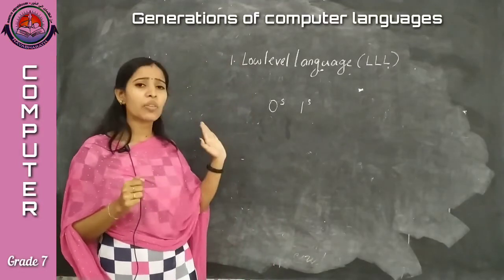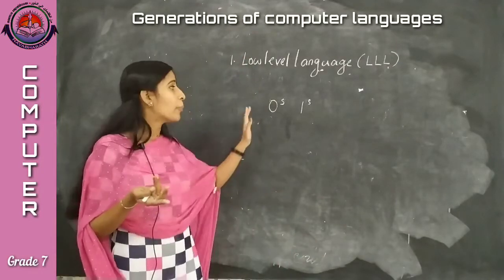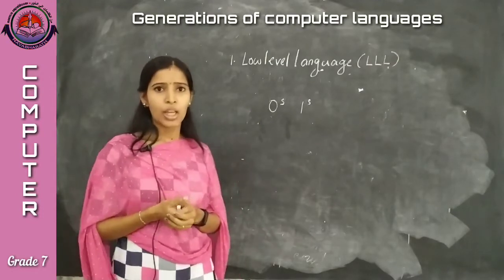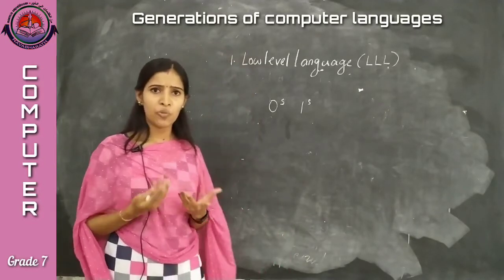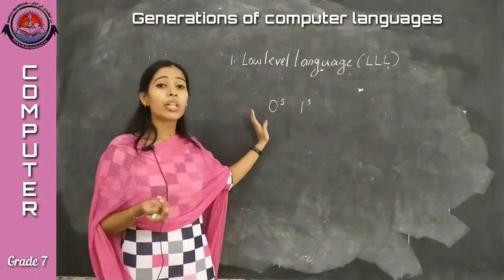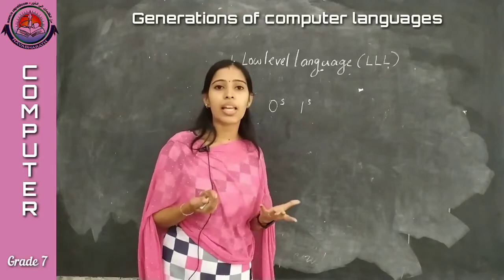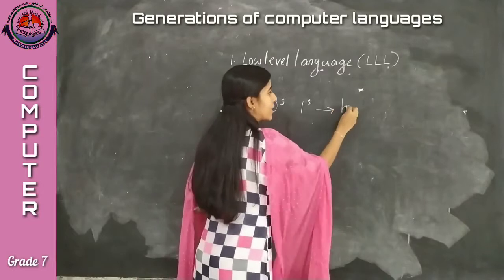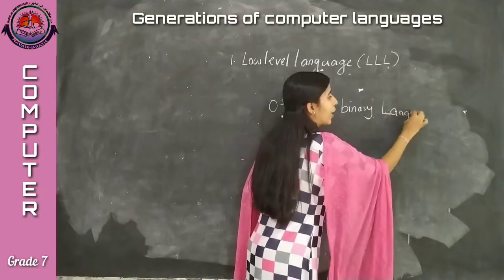Whatever we give to a computer as an instruction, the computer will automatically convert it into this binary form. Usually in the computer we are typing in English language, right? In Word, PowerPoint, whatever it is. But the computer will automatically convert it into zeros and ones because the computer can understand only 0 and 1, that is binary language.